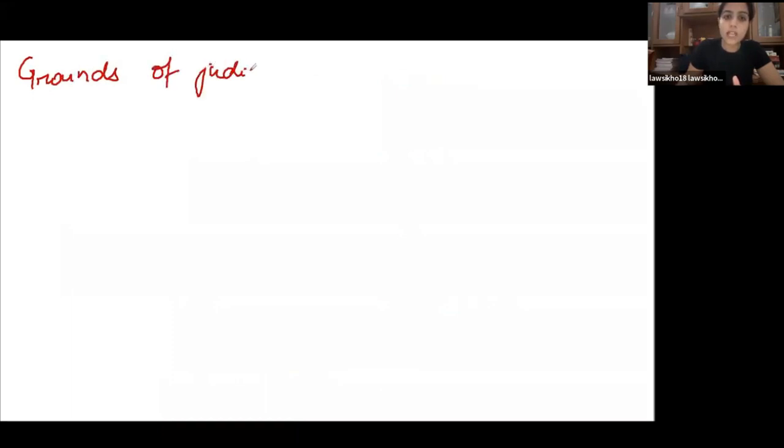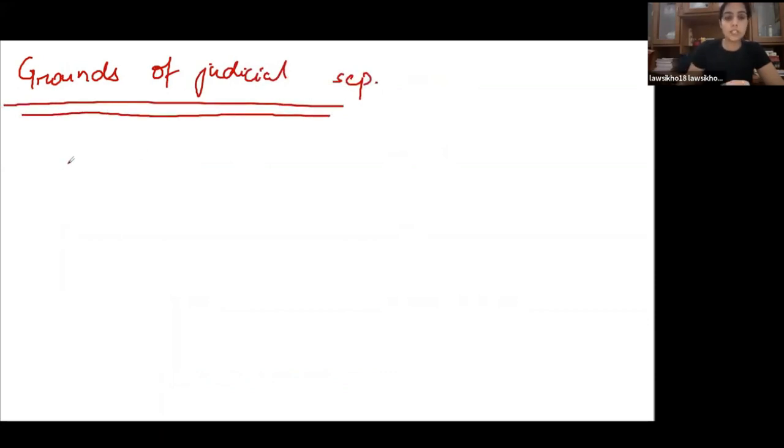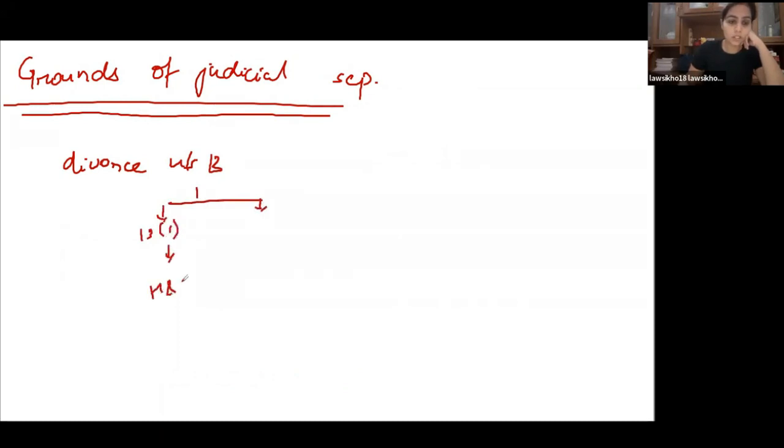On what grounds can the spouses approach the court for a decree of judicial separation? So if you consider the grounds of divorce under section 13, there are certain grounds which are available both to the husband and wife. And then there are certain grounds of divorce which are only available to the wife. So the grounds of judicial separation and divorce are common.